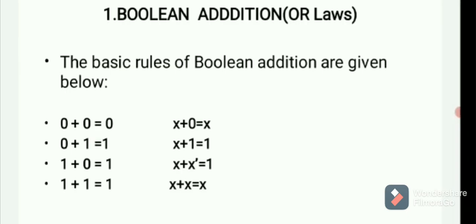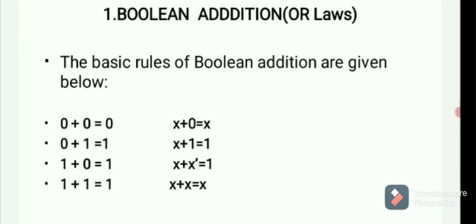So we can express this as x OR 0 equals x. Here x is a variable, so it can be 0 or 1. When x is equal to 0, then 0 OR 0 equals 0, or when x is equal to 1, then 1 OR 0 equals 1. This x depends on the value of 0 or 1. So we can say x OR 0 equals x.